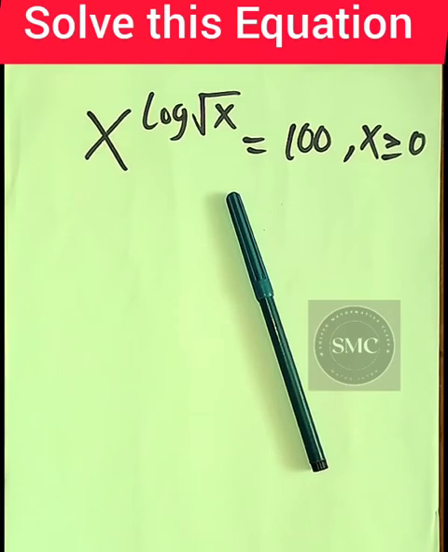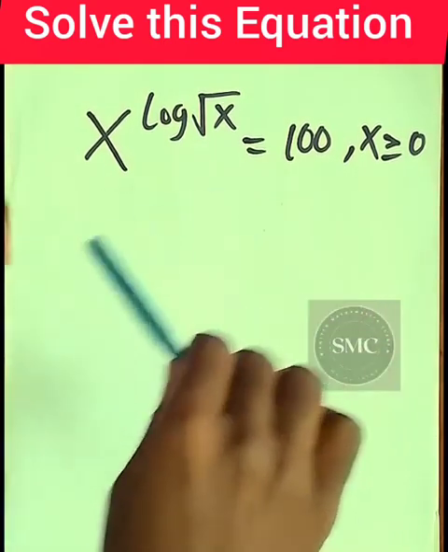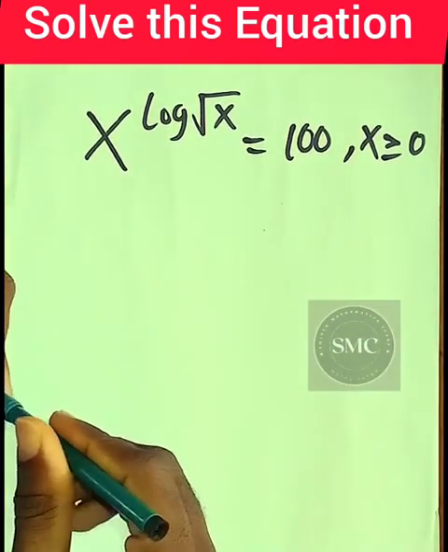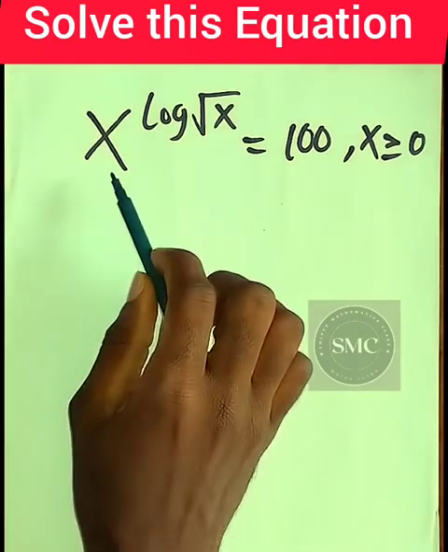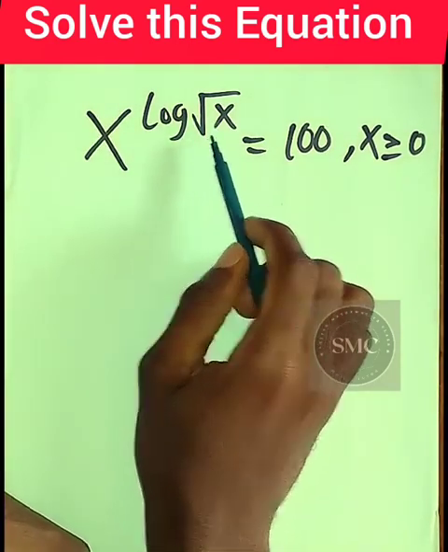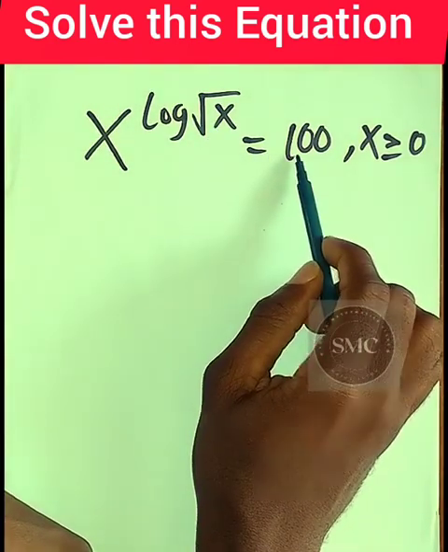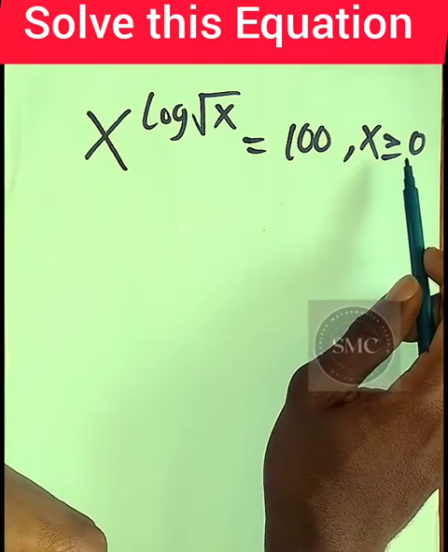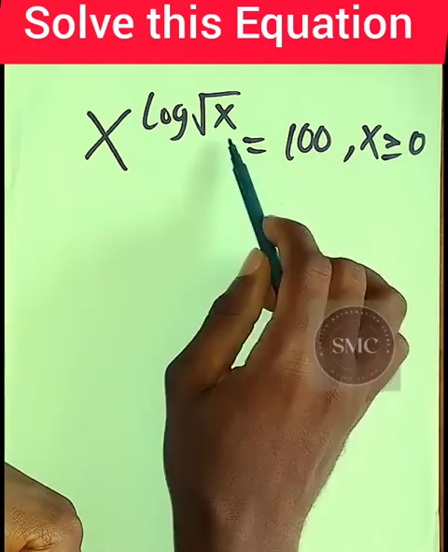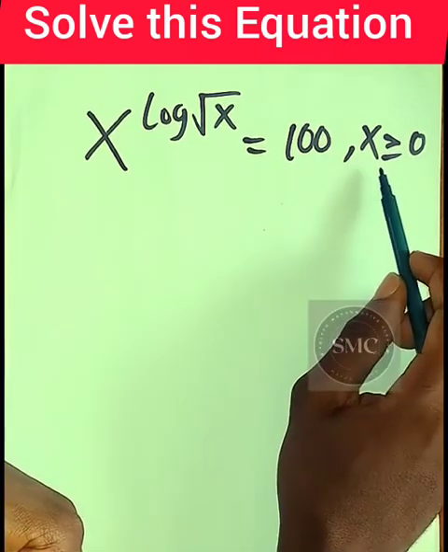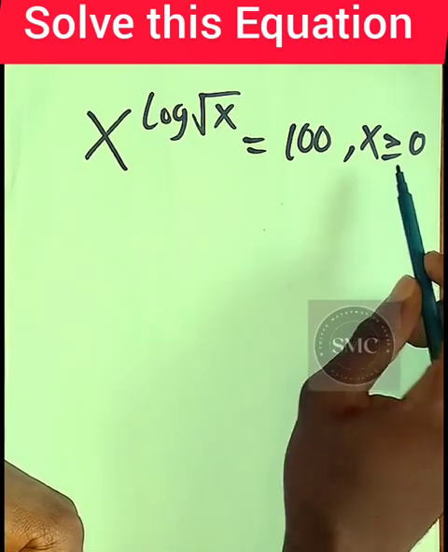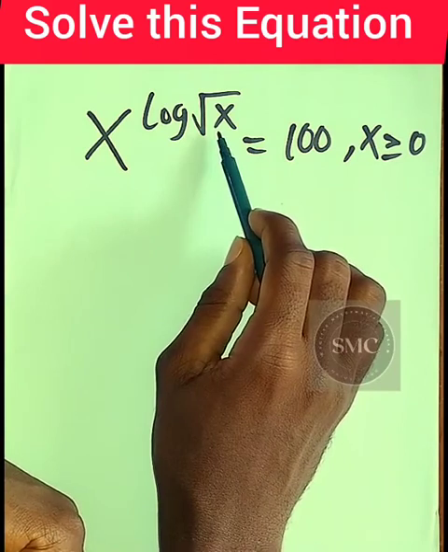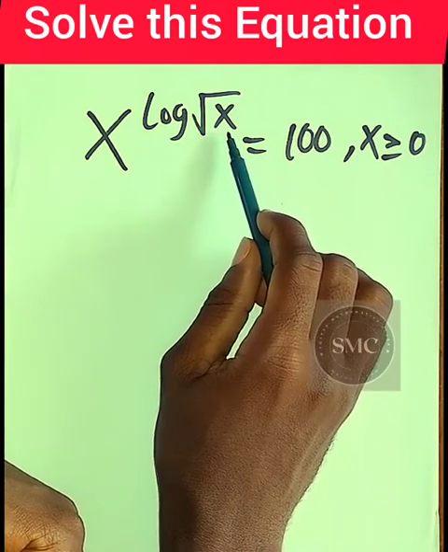So now I have this logarithmic exponential equation. We have x to the power log root x equals 100, for x greater than or equal to 0. So we want to look for the value of x. Definitely the value of x here can be greater than 0 or equal to 0.